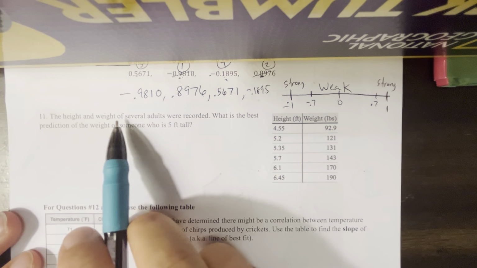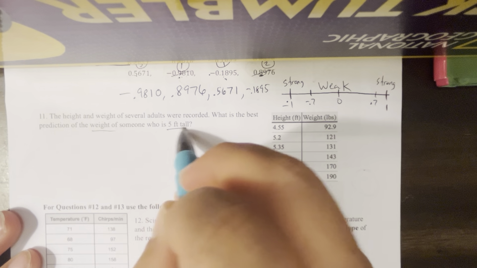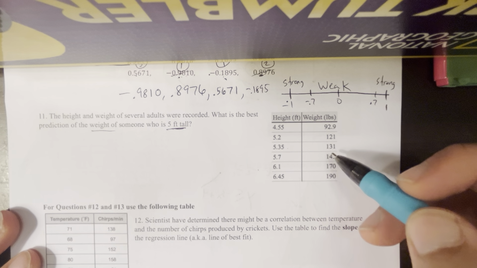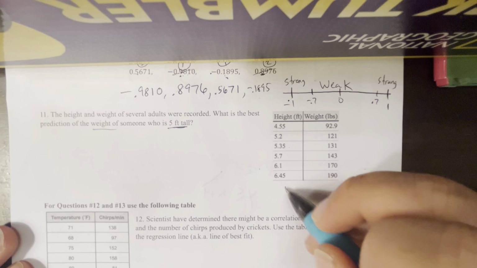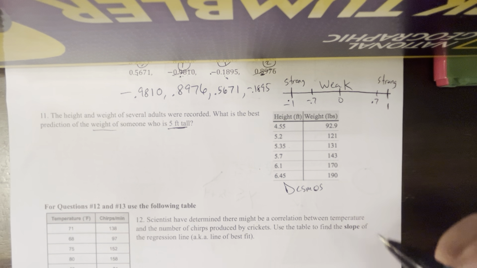Number 11, the height and weight of several adults were recorded. What is the best prediction of the weight of someone who is 5 feet tall? And so that's going to be the height, and we want to know what's the predicted weight of that person. So to do this, we're going to start by putting this in Desmos, and make sure to put all the points in Desmos, not just some of them, all of them.